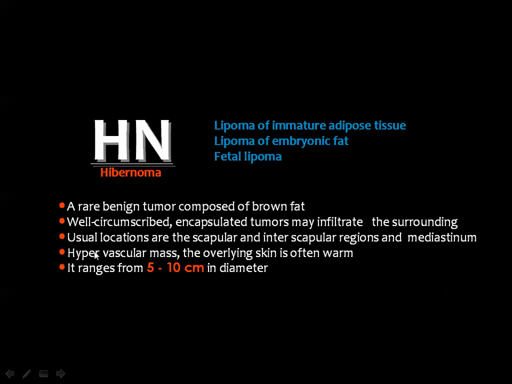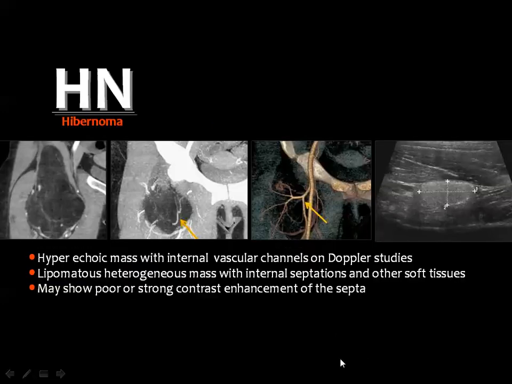Hypervascular mass. This hibernoma is a hypervascular mass, and you can see vessels on Doppler ultrasound. You can see vessels on CT and on MRI. The size of the hibernoma is in the range of any other lipoma. Then number one, the hibernoma can infiltrate the surroundings. Number two, it is a hypervascular mass. You remember that simple lipoma is not hypervascular.